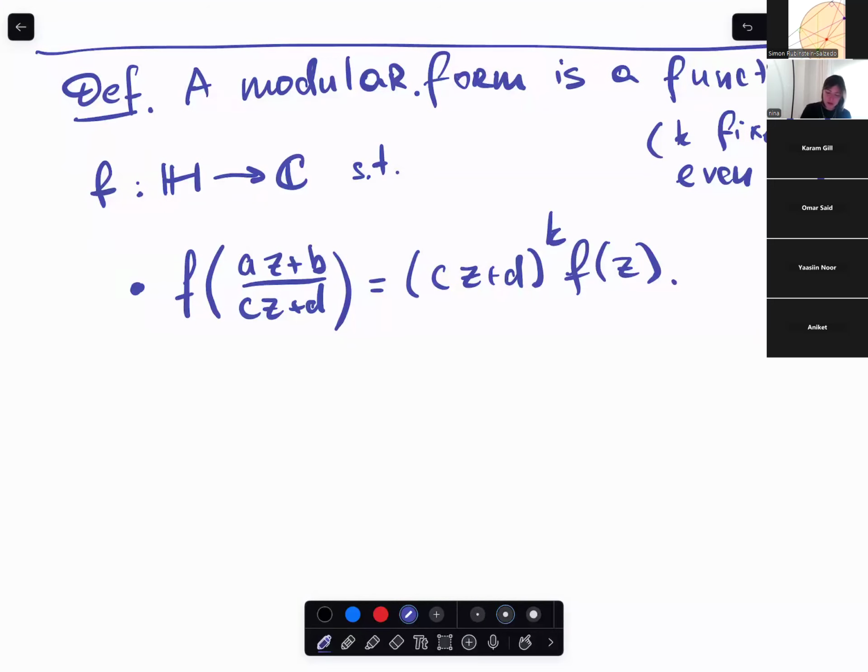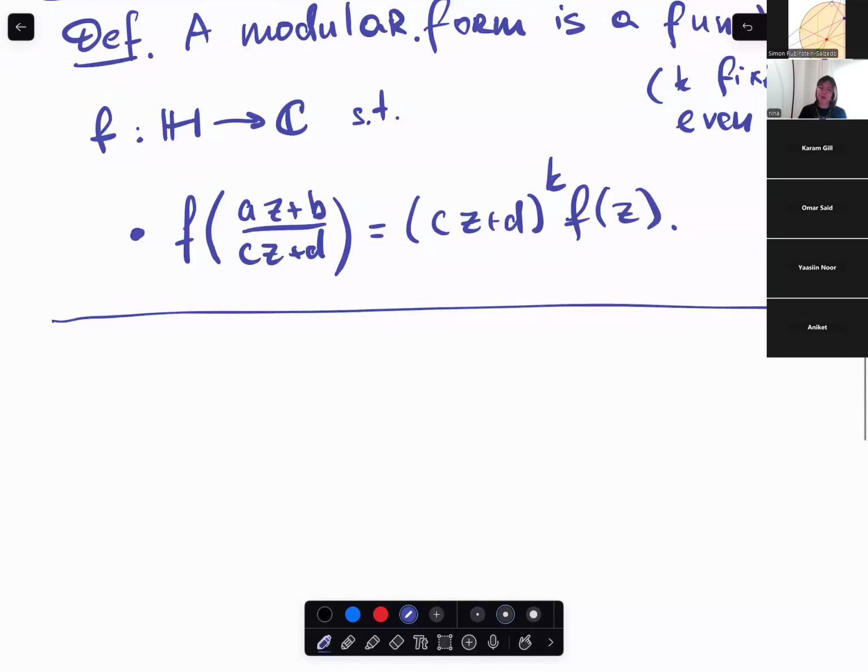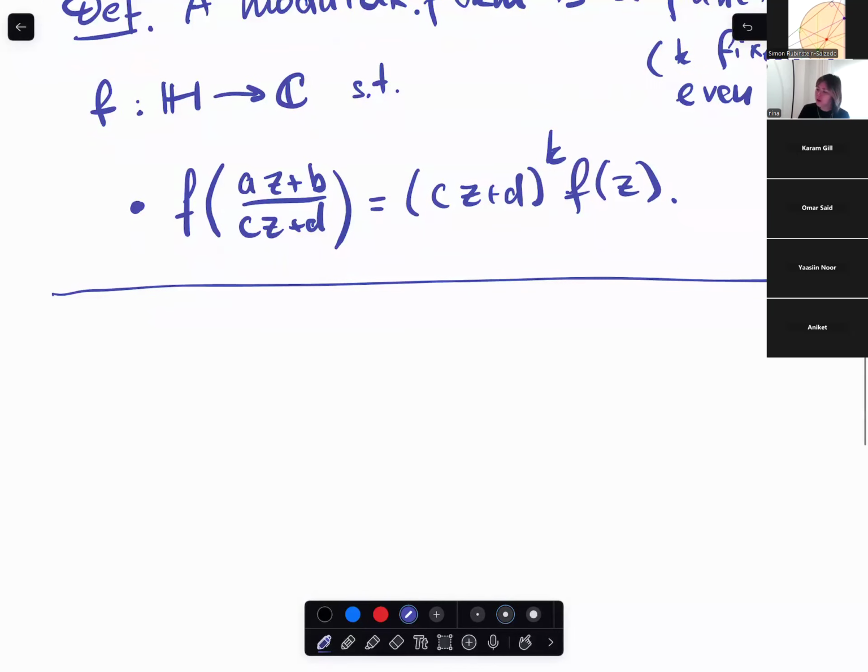Now you may ask, the first time you see it, it should seem like a very strong condition because there are so many matrices in SL2Z. Why should such a function even exist? Why is there no inherent contradiction in having all these transformation laws?